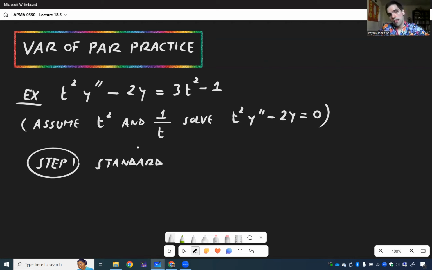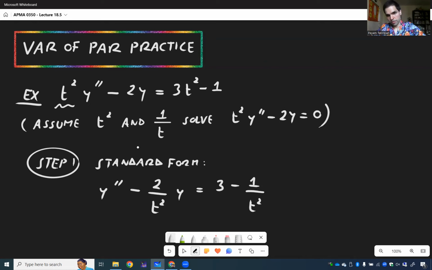Again, we want the coefficient of y double prime to be 1, but here it's t squared. So let's divide this by t squared. So y double prime minus 2 over t squared y equals 3t squared minus 1 over t squared. So it's simply 3 minus 1 over t squared. So here all we did was divide by t squared.